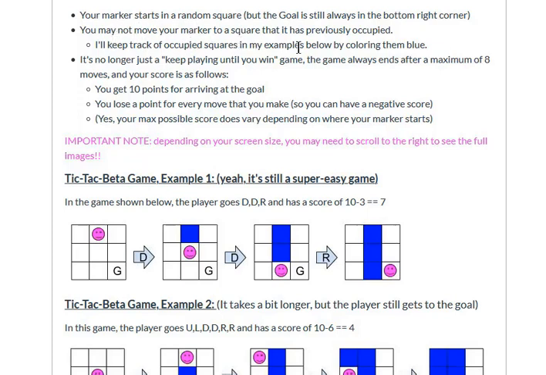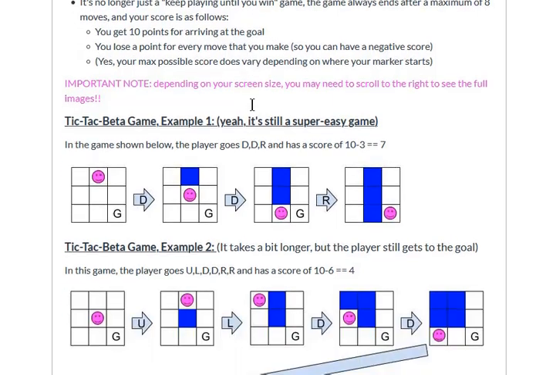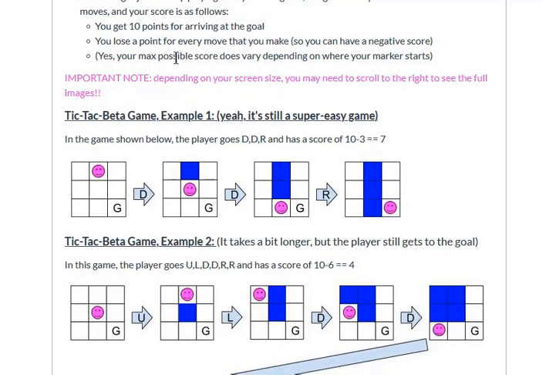I'll keep track of occupied squares in my example below by coloring them blue. It's no longer just "keep playing until you win." The game always ends after a maximum of 8 moves, and your score is as follows. You get 10 points if you get to the goal. You lose a point for every move that you make, so you can have a negative score. And yes, your max possible score does vary depending on where your marker starts.